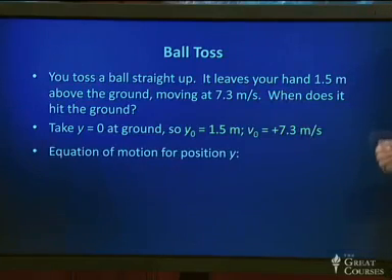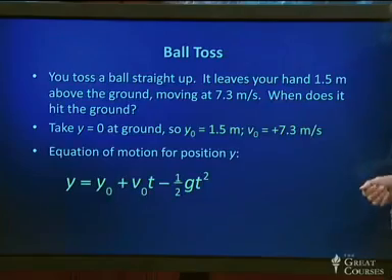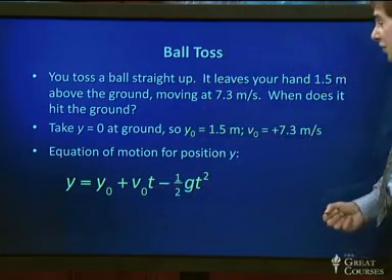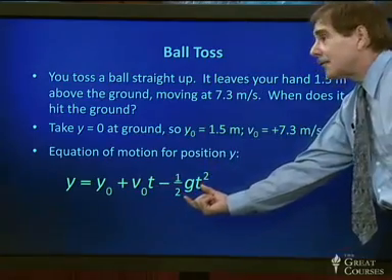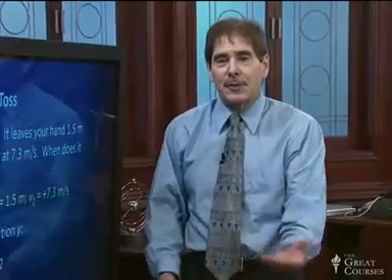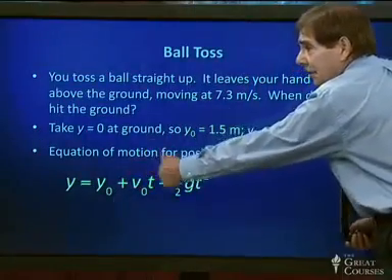Here's the equation of motion for the position. y is the initial y position plus this term associated with the initial velocity and then this negative term associated with the acceleration. That already tells us that what's going to happen when the ball leaves my hand is it's first going to go upward because of this term.